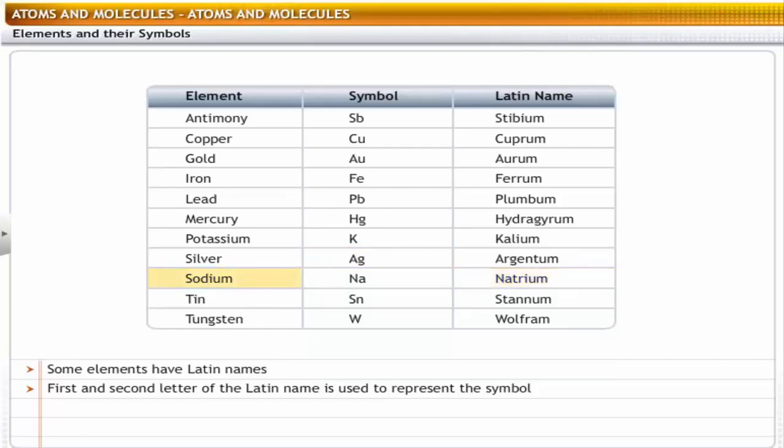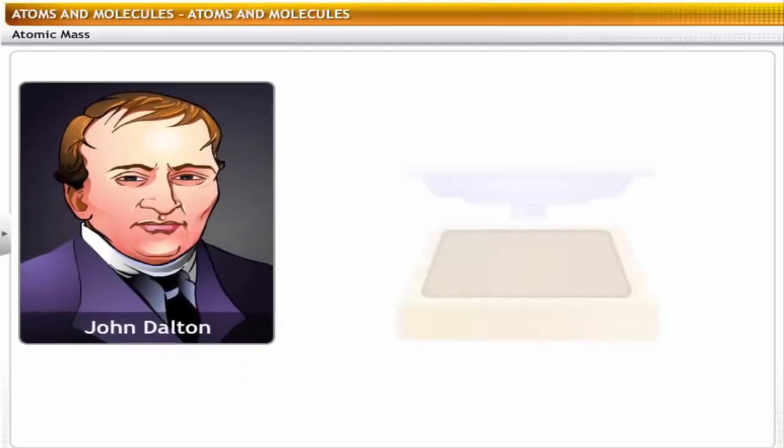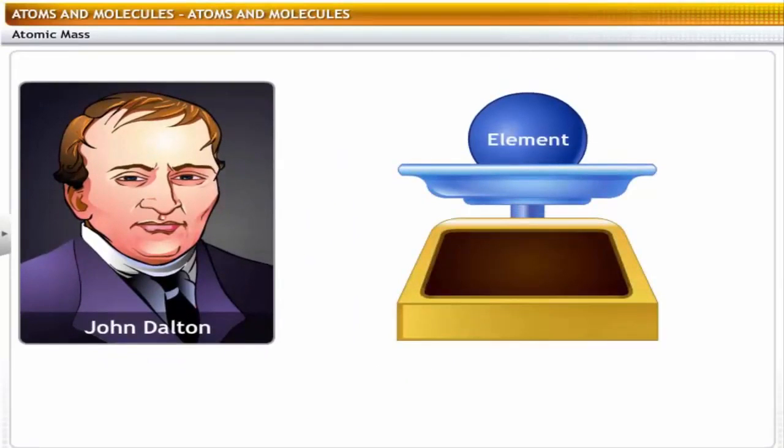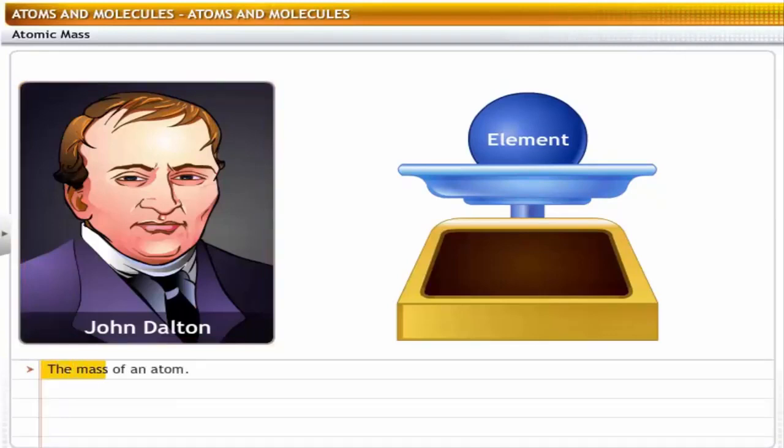Natrium is the Latin name of sodium, and is represented as Na. The Latin name of tin is stannum, and the symbol is Sn. Wolfram is the Latin name of tungsten, and it is represented as W. A symbol not only represents one atom, but also the mass of the element. According to Dalton, each element has a characteristic atomic mass.